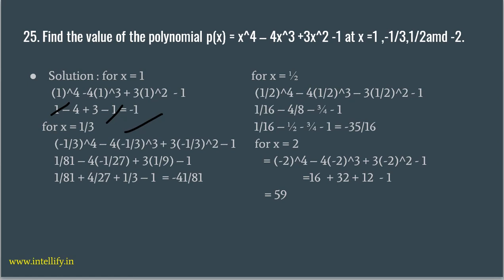For x is equal to minus 2, putting the values, we will get 16 plus 32 plus 12 minus 1. This will give us 60, and 60 minus 1 equals 59.